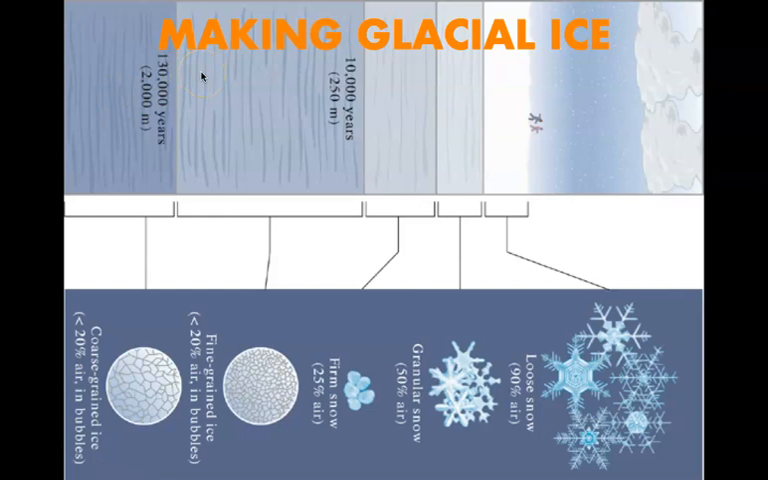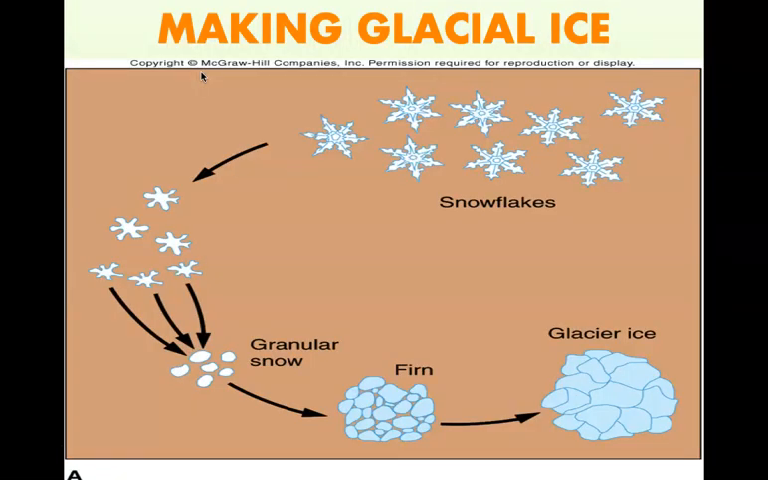Just as a little side note there. And again, here's the image. I told you we'd see it again. So we go from snowflakes to granular snow, I'm sorry, to slightly meltier snowflakes, to granular snow, to firn, to glacial ice.